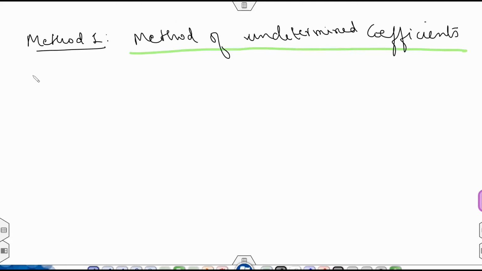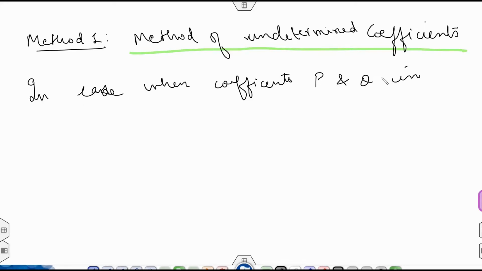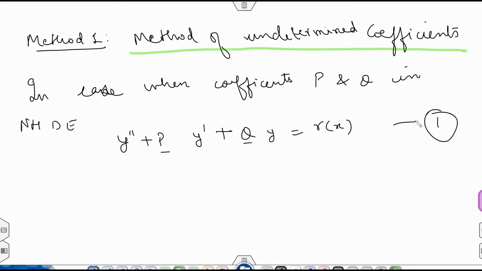This method is only applicable when the coefficients p and q in the non-homogeneous differential equation, that is y double dash plus p x y dash plus q y, are constants. So I'll call this equation number 1. When p and q are constant, we can use the method of undetermined coefficients.